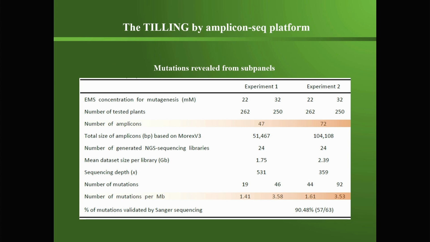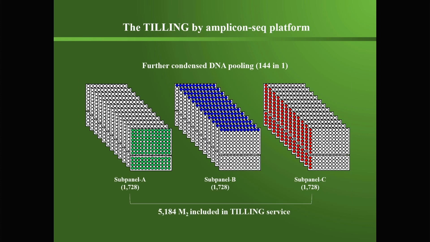Through 2 independent experiments of this screen, with 47 and 72 amplicons pooled in each, the mutation frequency was estimated as 1.5 mutations per megabase by 22 millimolar EMS treatment, or 3.5 mutations per megabase by 32 millimolar EMS treatment. We are providing TILLING service for many other research groups in China.